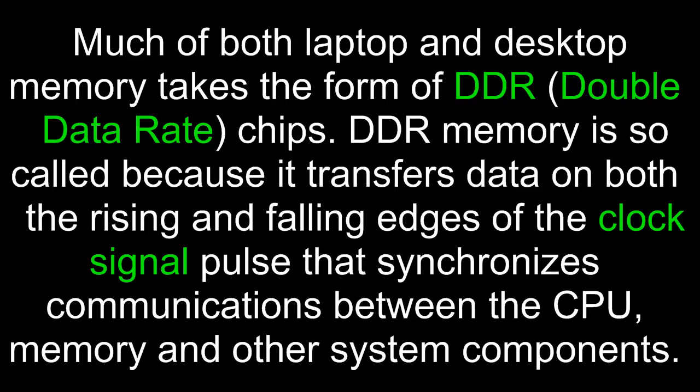DDR memory is so called because it transfers data on both the rising and falling edges of the clock signal pulse that synchronizes communications between the CPU, memory, and other system components.